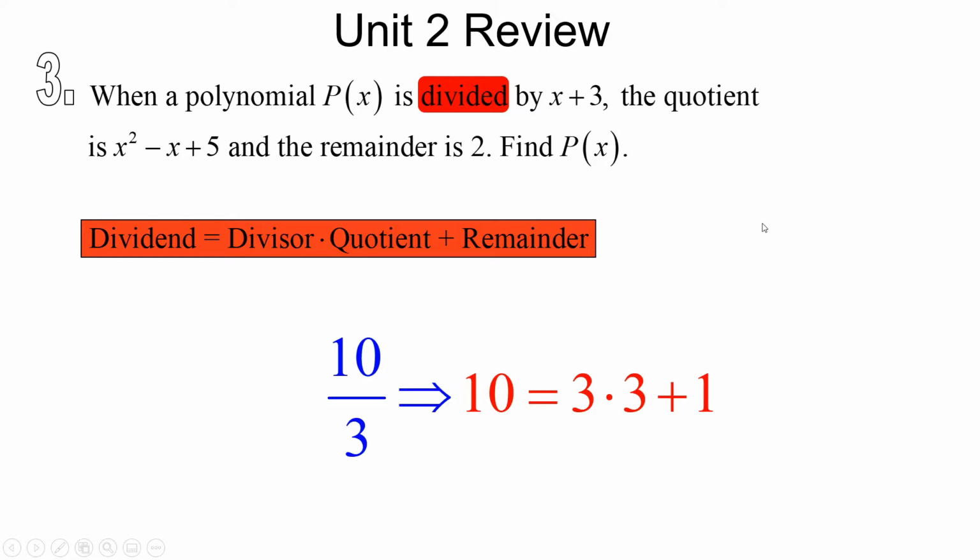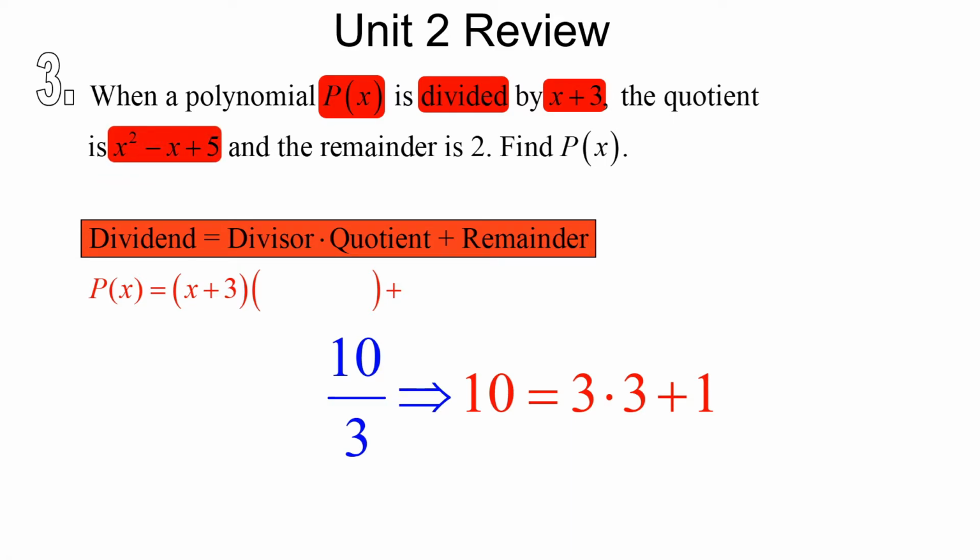So now, let's do this with polynomials. Okay, so p of x is being divided. So p of x is my dividend. P of x equals, and what is p of x being divided by? Because that would be my divisor, x plus 3, times, now what's the quotient? Look, they gave it to me. X squared minus x plus 5 plus the remainder.